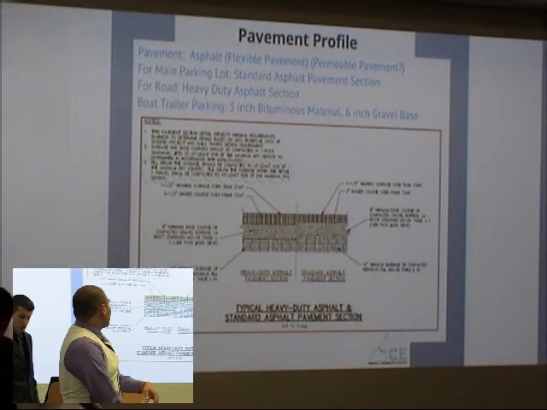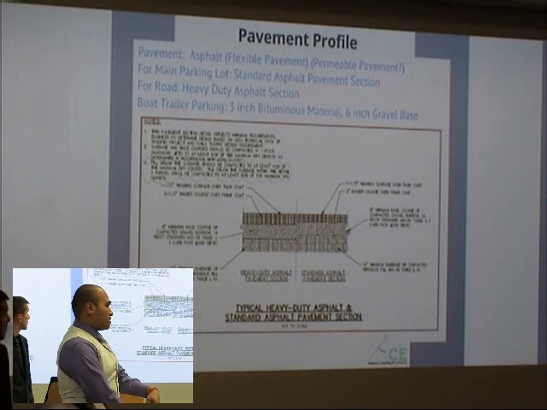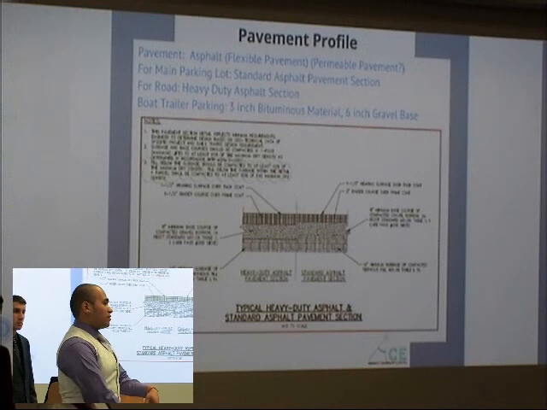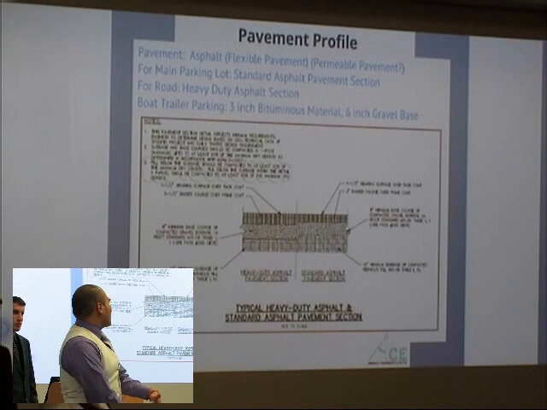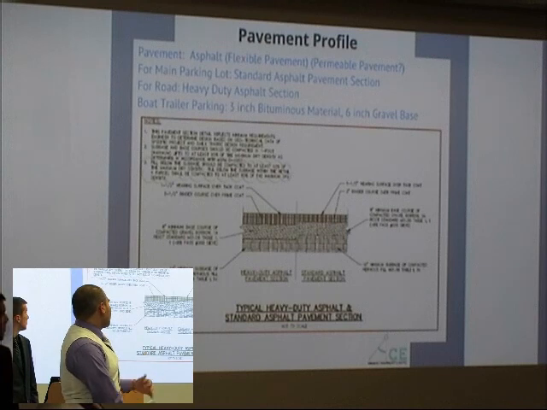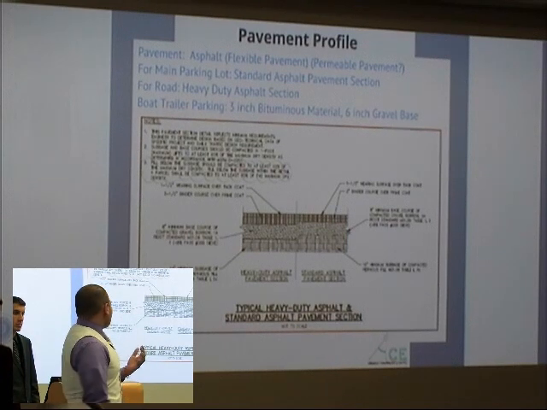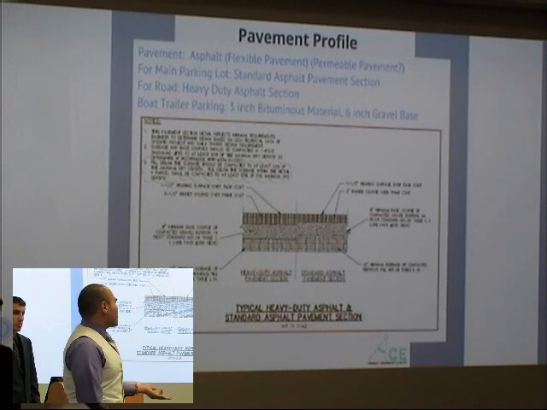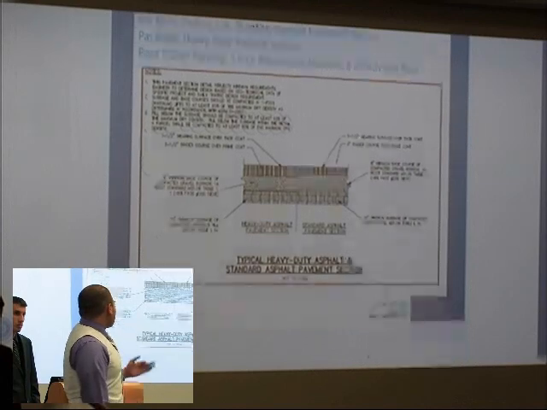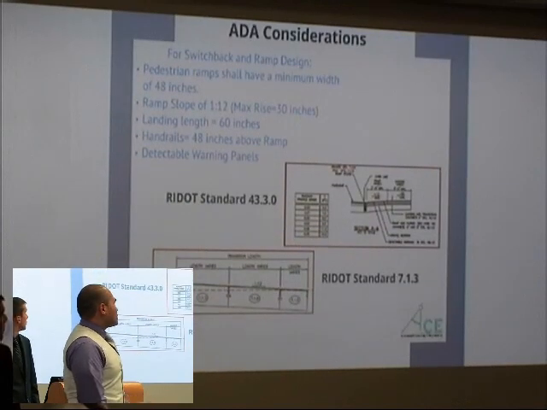So for our pavement profile, we decided to have asphalt pavement. We did not consider permeable pavement because of the amount of fill that we're going to be putting on the site. According to RIDEM, we're not able to use permeable pavement. For our main parking lot, we're going to be using the heavy-duty asphalt design. And for the road, it's going to have heavy-duty asphalt design. And for our parking lot, it's going to be the standard asphalt design. And this standard was given to me by the pre-engineering.